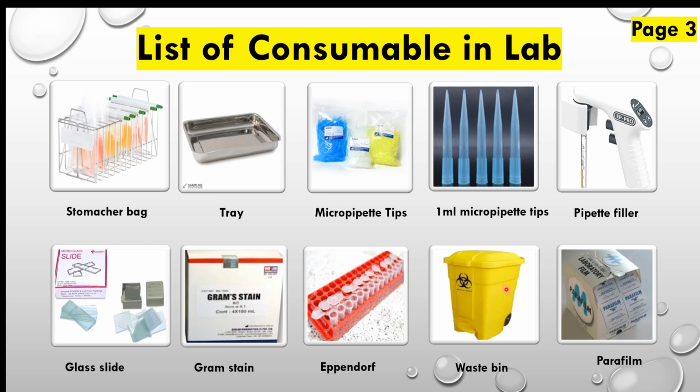As we already discussed, we need biohazard bags. We will autoclave and then use that biohazard bag in these biohazard waste bins. Parafilm is normally used for sealing, just like on the vials where we prepare positive cultures. For sealing purposes, we use the parafilm.